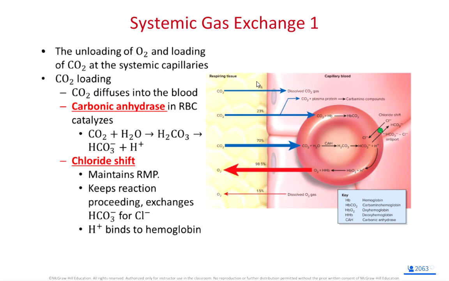Let's talk about systemic unloading. So we talked about pulmonary unloading in the lungs. In the lungs, oxygen is sent to the bloodstream, and then carbon dioxide is sent to the alveoli. We have the reverse in the body tissues, in the systemic circuit. In this circuit, we're going to send oxygen gas to the tissues, to the cells directly.